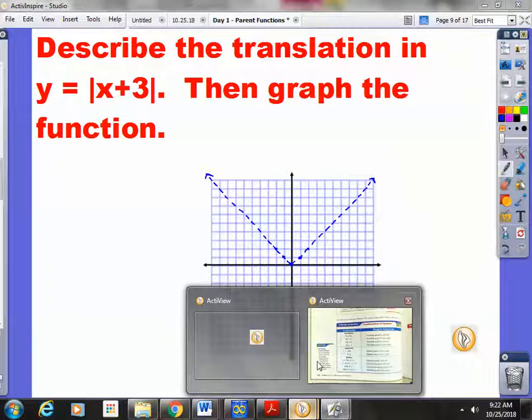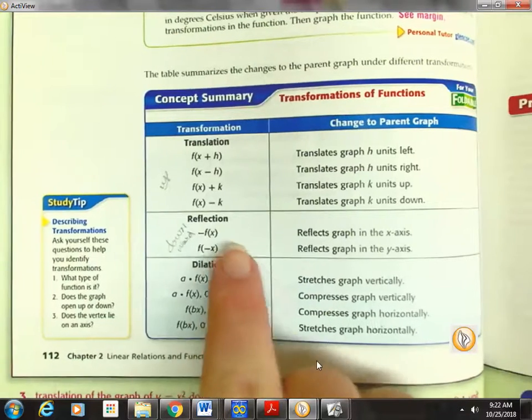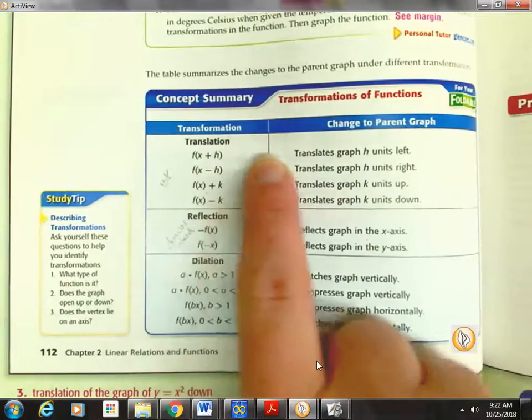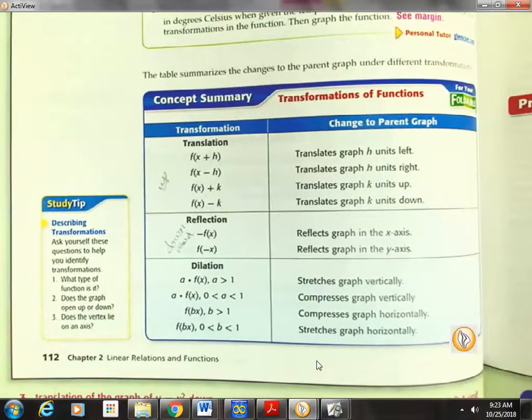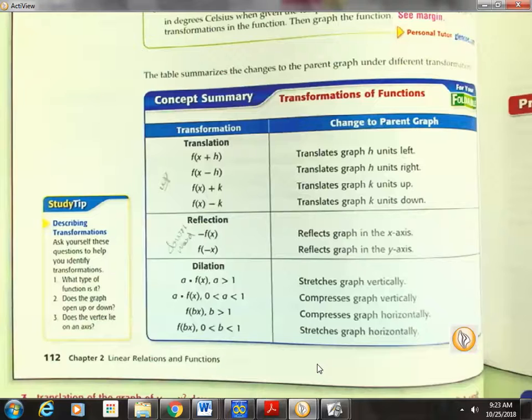So then let's go back to our table. On this table, where were we adding? It was adding 3, right? That's right. Now, do you agree that that plus 3 is inside the function, inside the absolute value bars? So I am looking at which one? The first one. It's inside the function. So this means I'm going to translate my graph h units left. Now that's opposite of what we would think, wouldn't we? We would think plus something, we would go to the right in a positive direction, but it's opposite. We're going to go left 3 units.